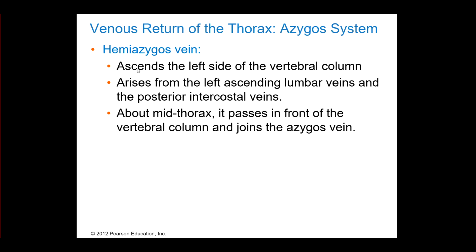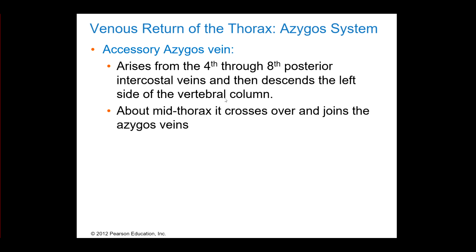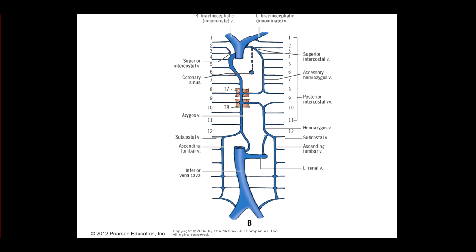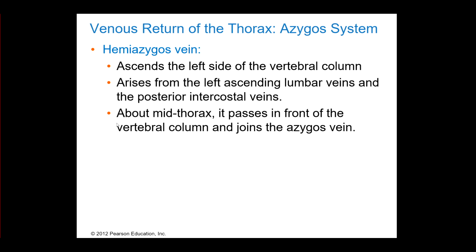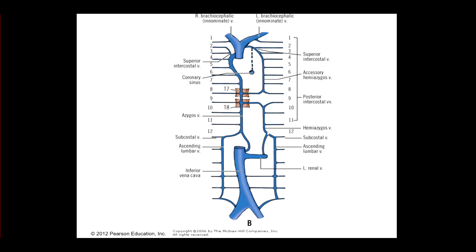The hemiazygous vein ascends the left side of the vertebral column, right? It arises from the left ascending lumbar vein, right? So all I'm saying is it's going to be on the lower left, and it comes from the ascending lumbar vein right there. And it's also receiving from the posterior intercostal veins. About mid-thorax, I can't tell you exactly where because it's variable, it's going to cross in front of the spinal column and dump the blood into the azygous vein. So that's what I'm showing you right here. Here's your hemiazygous right here. Comes across and it dumps its blood into the azygous vein.